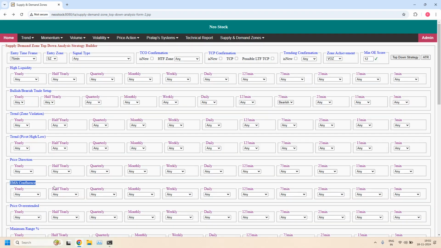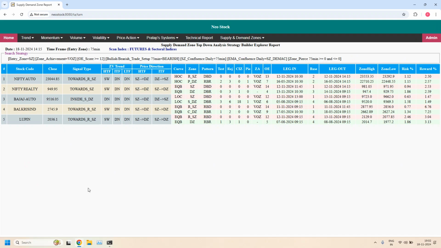So in the EMA confluence, daily time frame. Why daily? Because 75 minutes entry supply zone is part of the daily supply zone. So that's why if daily supply zone is having daily EMA confluence, enable the filter. Out of 7, we got 5 stocks. All these 5 are high probability, even more high probability setup supported stocks.